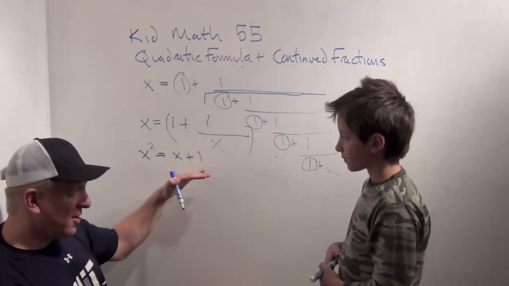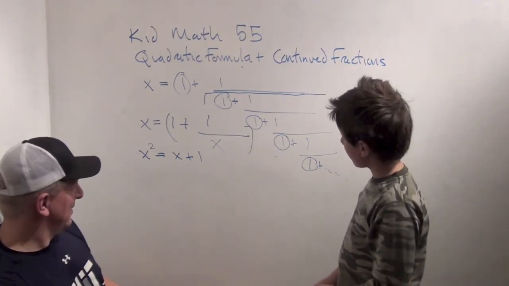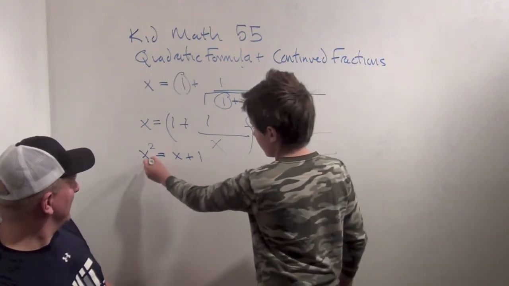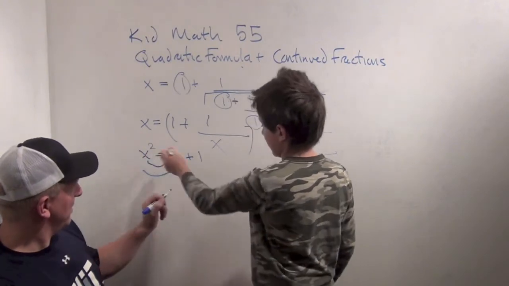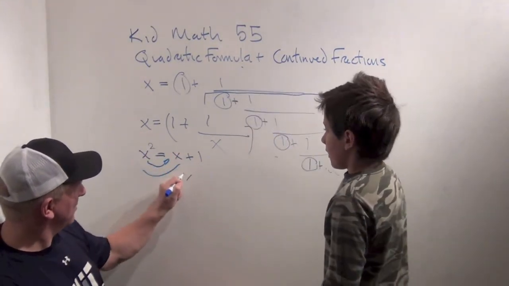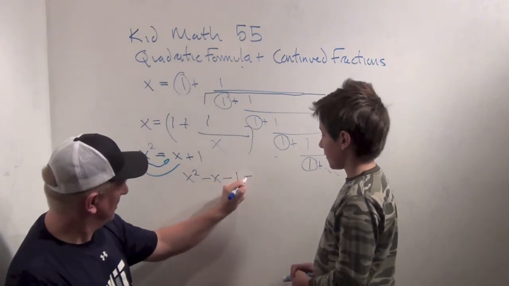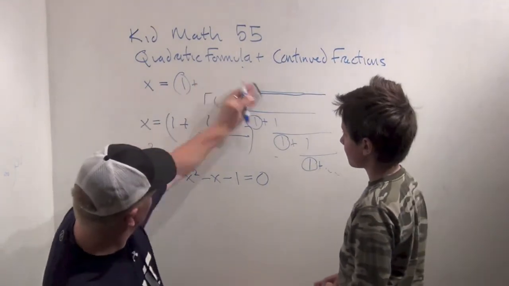And this I can turn into what? Can you turn this into a quadratic? Well, it looks like a quadratic. Could you move the x... Well, actually, let's move this to the other side so we keep this. And what do I get when I move this to the other side? I get x squared minus x minus 1 equals 0. Okay, now I'm going to erase my continued fraction.